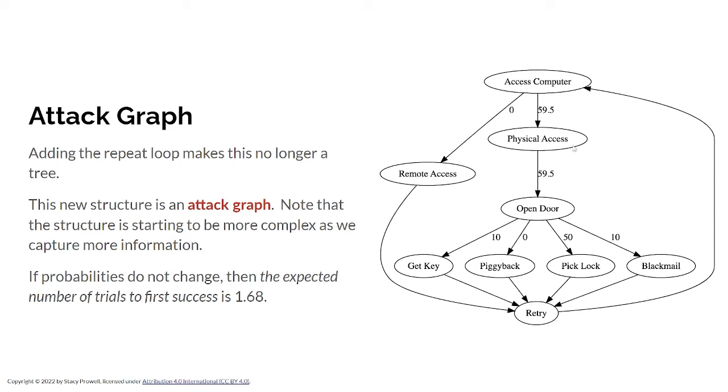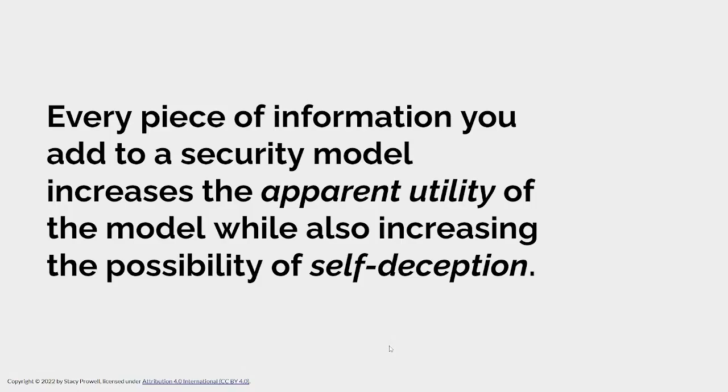The structure begins to get more complex as we add this information, but that's what computers are for. Every piece of information that you add to a security model increases the apparent utility of the model. And notice the word apparent, okay? It increases the apparent utility of the model, but it also increases the possibility of self-deception, right?